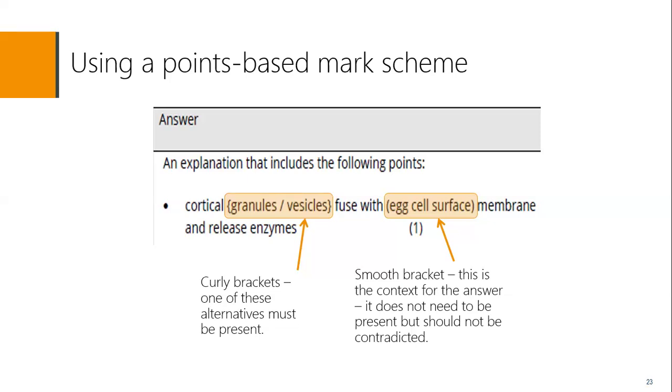The curly brackets in the answer identify alternatives, one of which must be present. So the candidates must refer to either cortical granules or cortical vesicles. Smooth brackets indicate contextual information that may be omitted in the candidate's response, but which should not be contradicted. So in this case, it would be acceptable for candidates to describe granules fusing with a cell membrane and releasing enzymes. However, if they suggested granules fuse with the sperm cell membrane, that would be incorrect, the context is wrong, and the mark would not be awarded.